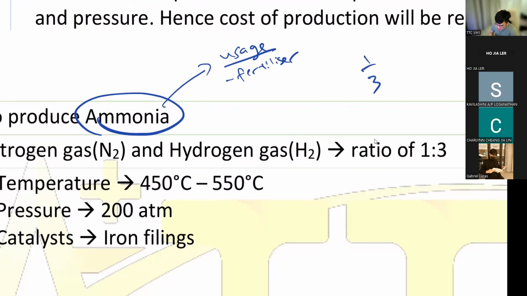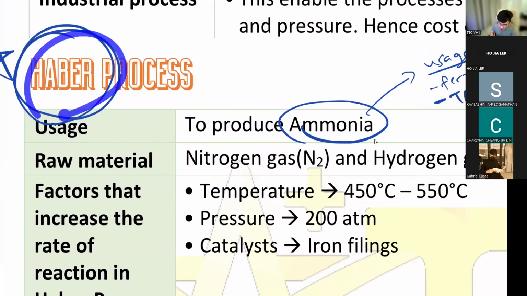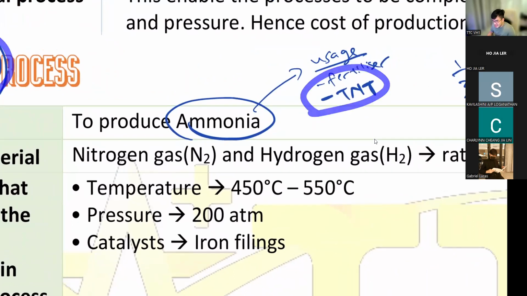So fertilizer, and then number two, ammonia is used to make TNT. Remember I said this was Haber's original intention. He made ammonia just to make TNT, to make bombs. TNT is your trinitrotoluene, which is your bomb. Not only that, ammonia is used in making hair dye. Have you guys dyed your hair before? When you dye your hair, the thing is made from ammonia.